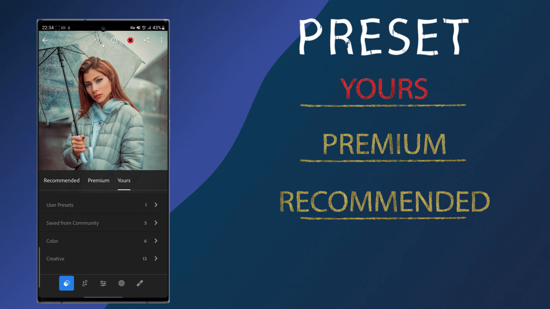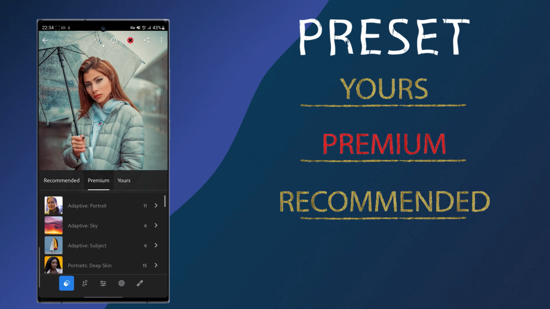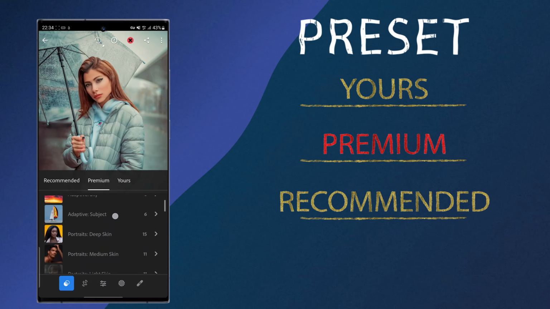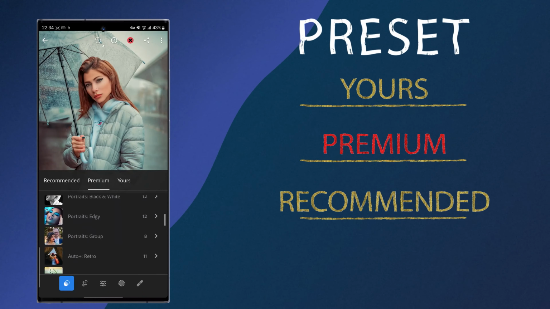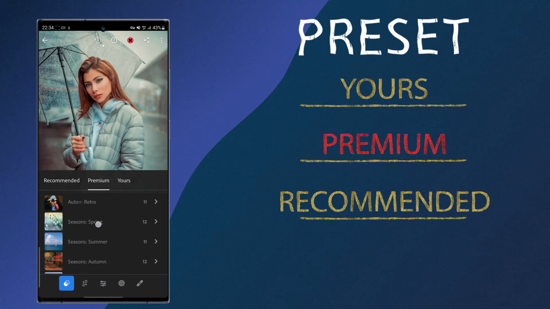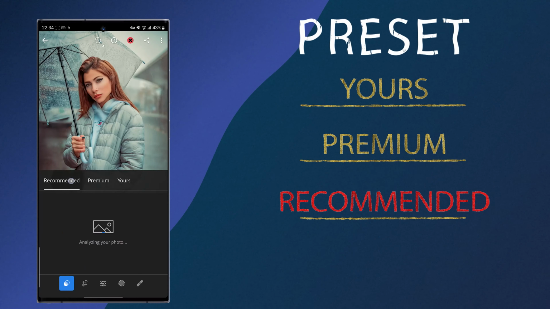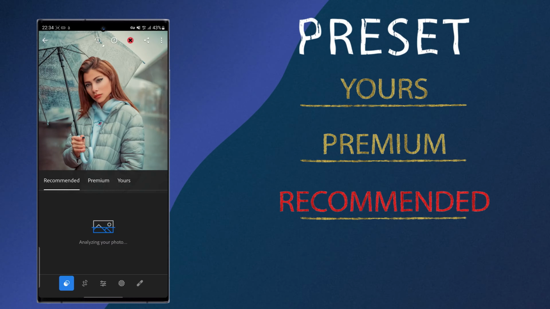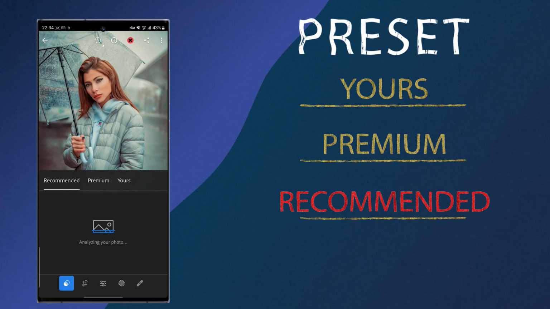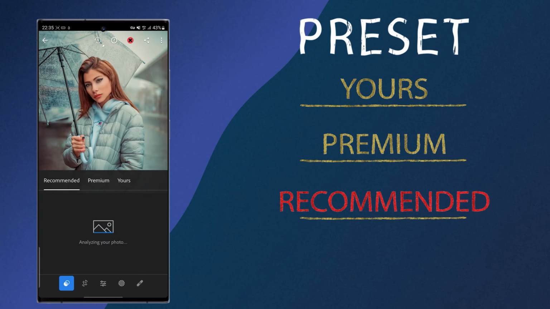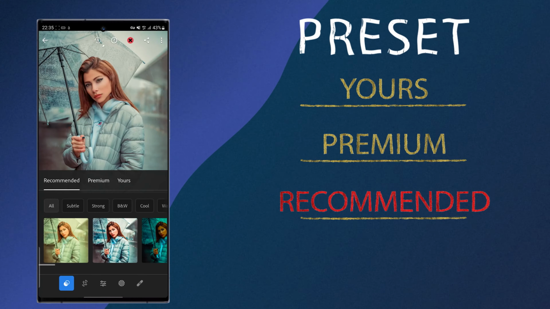First, Yours. This includes presets that you have added to the program. The next tab, Premium, includes presets that are pre-installed by the program, and you can use them. These include presets suitable for different seasons, cinematic, black and white, portrait, sky, and various other presets. Next is Recommended, which is one of the best options in Lightroom. In this section, the program searches for suitable presets based on your photo and suggests them to you.